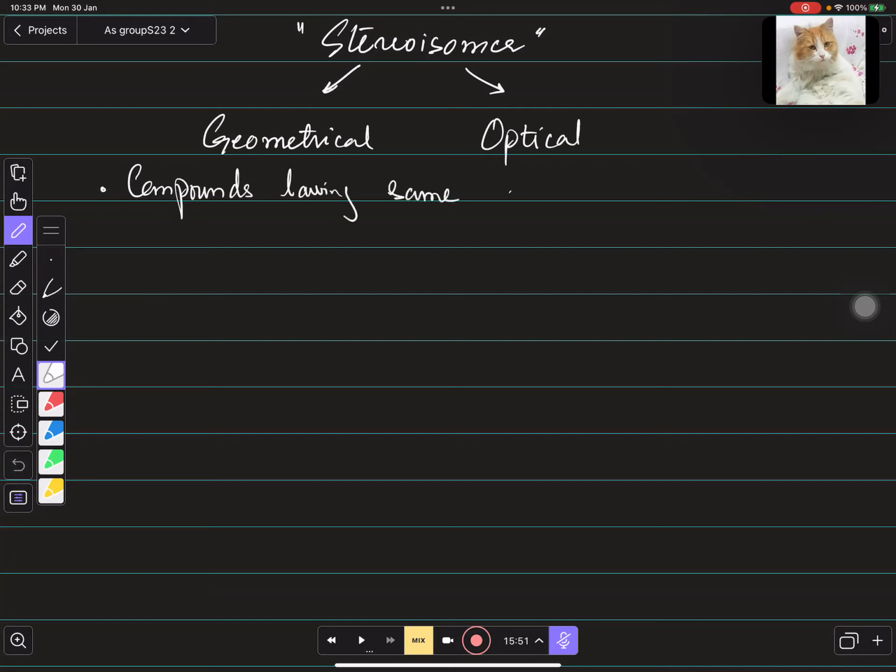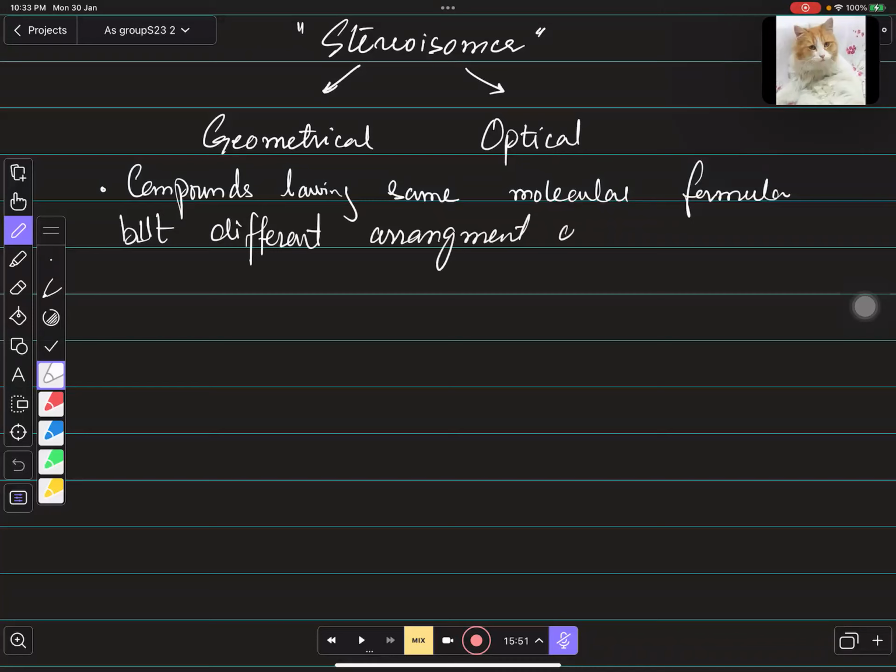same molecular formula. Compounds having same molecular formula, but over here you need to keep remember, but different arrangement of atoms or group of atoms, right? So you need to keep remember this is the definition for both of them.